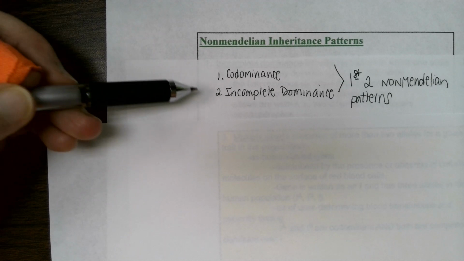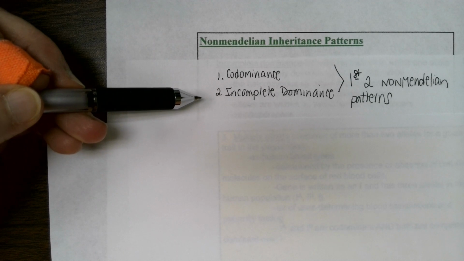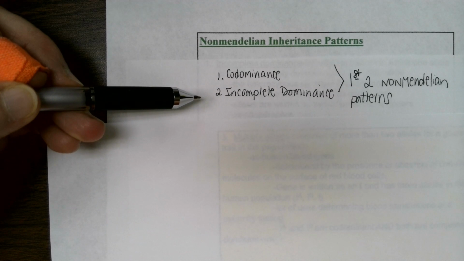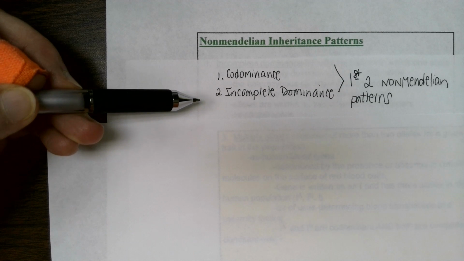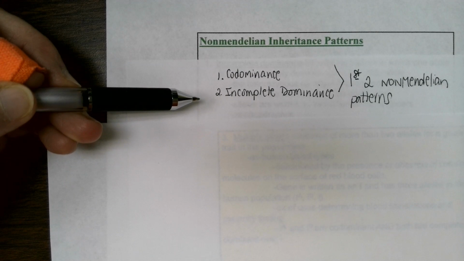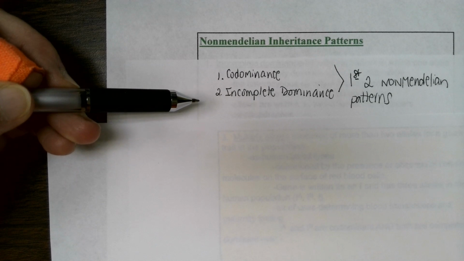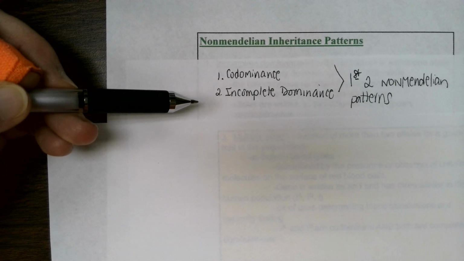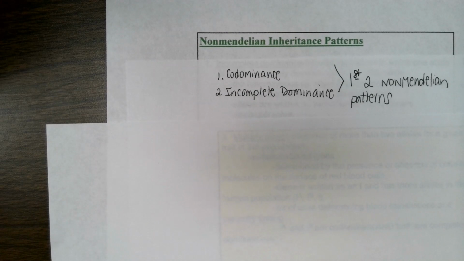In codominance, you have some of each of the homozygous phenotypes being expressed, right? So in the case of the black and white chickens, you get some feathers that are black and some feathers that are white. The feathers are not gray. If they were gray, that would be a good example of incomplete dominance, okay? So that being said, those are the first two of the non-Mendelian patterns.